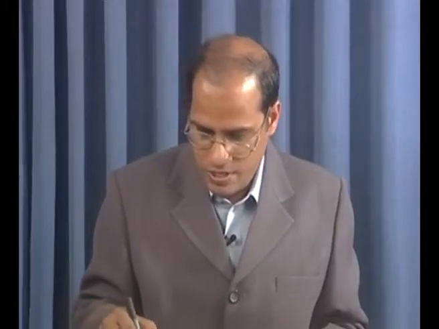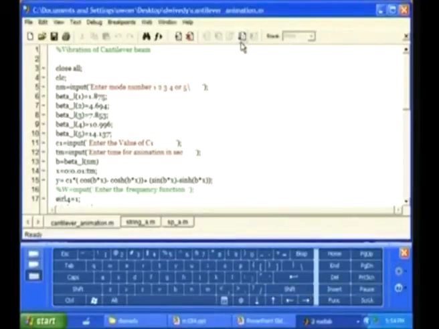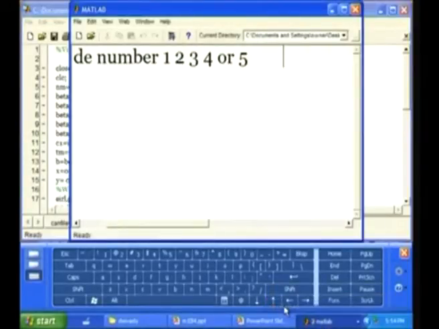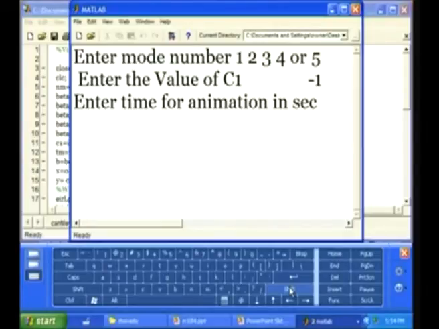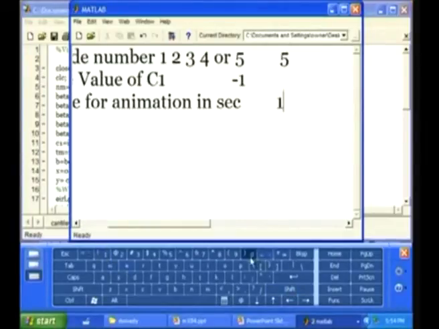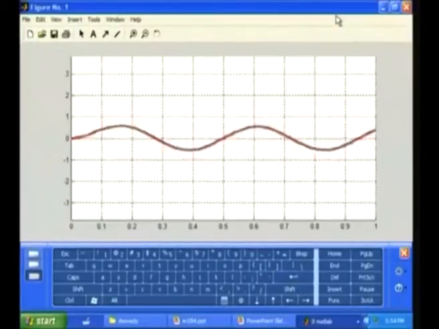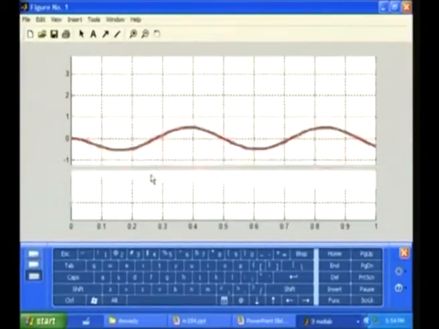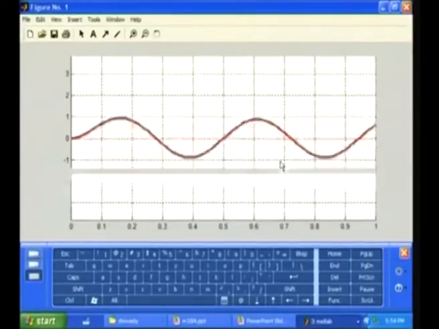So, if you want to see the fifth mode, let us see the fifth mode. You can clearly observe that there are 4 points at which there is no vibration of the system.